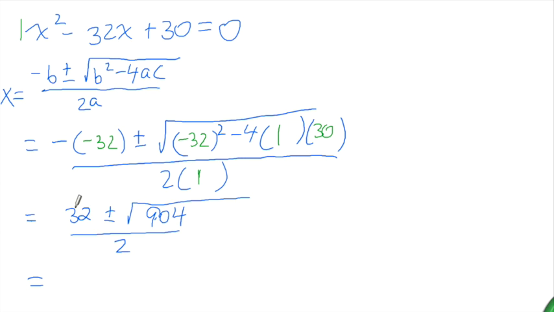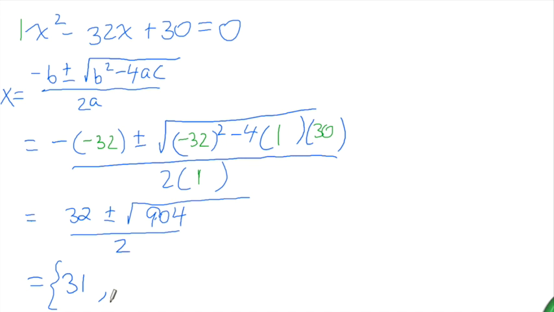So I'll do both of them. But sometimes if you know that this number is really big compared to 32, doing the subtraction for a word problem is usually not worth it. So let's see here. 32 plus the square root of 904, 62.1, and then divide that by 2. So one of the answers we're going to get is 31, rounded to the nearest 10.